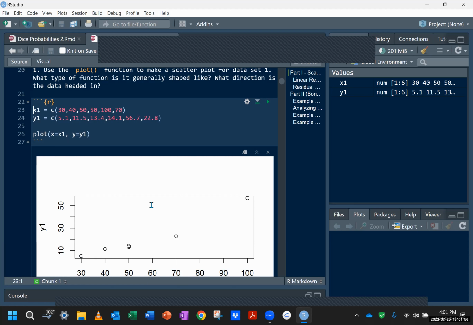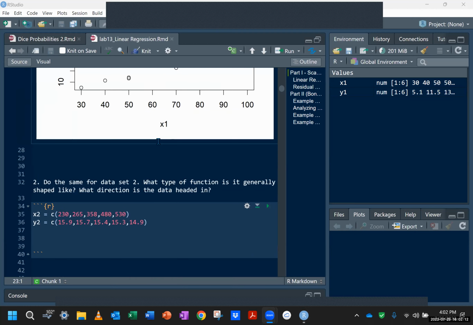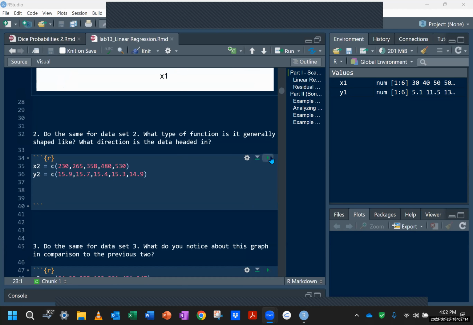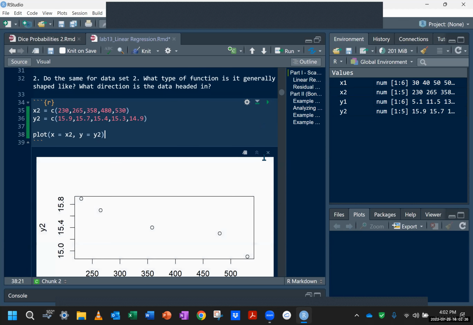The first question is, what direction does this graph look like it's going? If I were to map a line onto it, it's going up. So that's the first thought: what's the shape of this data? What about this one? Let's make a plot of this data, plot x is x2, y is y2. We've got a different data set. What's the trend of this data look like? It looks like it's going down.